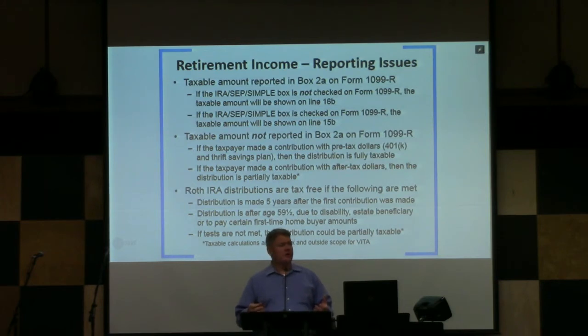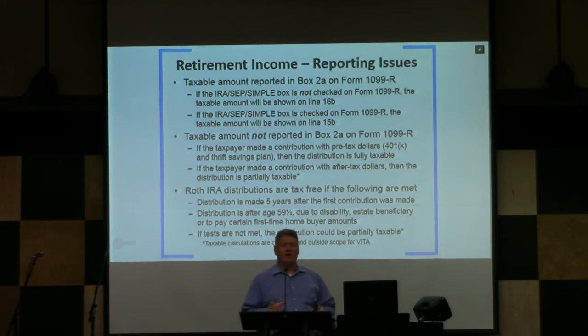What we'll see in that context, the system will automatically put these in the correct line as long as we fill out the input form correctly. If we see that in box 7 there's a check mark to say the distribution is coming from an IRA, SEP, or Simple, we just simply check that box and it'll automatically go to line 15. If it's coming from a pension or annuity, that box will be left unchecked and that information will simply go to line 16.